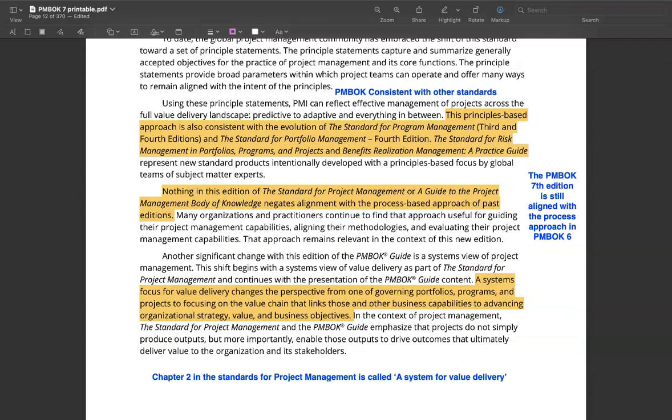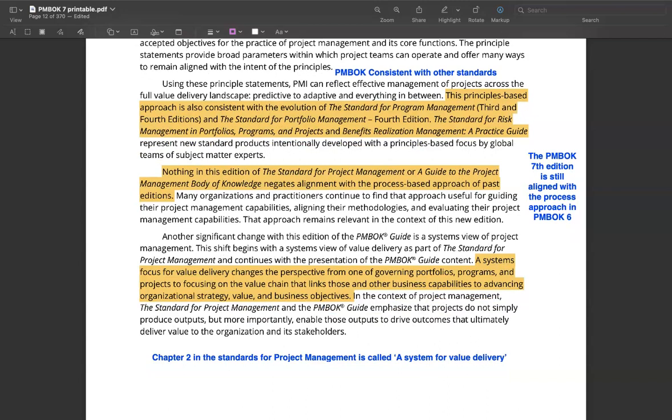Now, in addition to the principle based approach and the change from the process based approach, I also want to talk about the standards for project management, which is actually one of the first sections of the PMBOK 7th edition. The standards for project management has been there in all PMBOKs that PMI has released in the past. It was there in the 6th edition, and even in the previous editions.